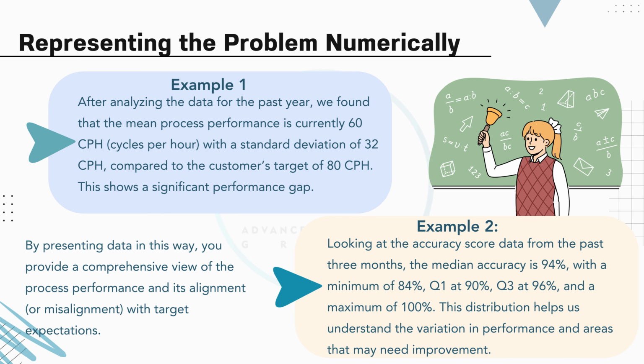Example 2. Now let's look at accuracy scores over the last 3 months. The median accuracy is 94%. The minimum is 84%, and the maximum is 100%. The first quartile, Q1, is 90%, and the third quartile, Q3, is 96%. This shows that while the overall accuracy looks good, there is variation in performance, with some results falling well below expected levels. It helps identify opportunities for focused improvement.